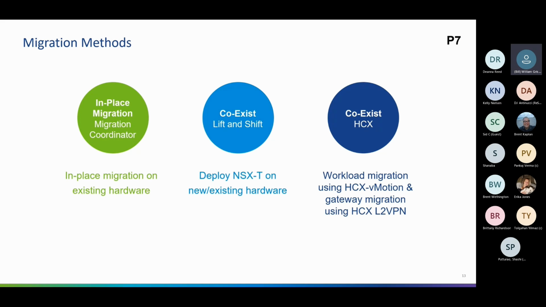So what are the migration methods? You can do an in-place upgrade. If you're a smaller customer and you don't have any extra hardware, you can do an in-place upgrade. There are going to be particular prerequisites you need to meet. Typically, you can use the migration coordinator to do that in-place upgrade. The one that we find the most often is this lift and shift where we coexist.